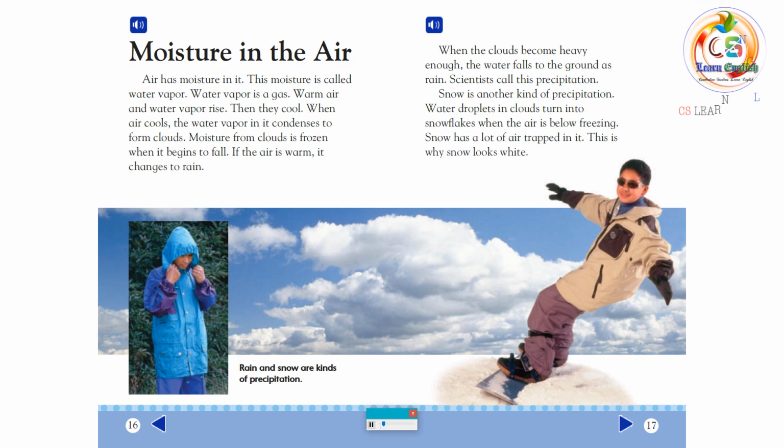When the clouds become heavy enough, the water falls to the ground as rain. Scientists call this precipitation. Snow is another kind of precipitation. Water droplets in clouds turn into snowflakes when the air is below freezing. Snow has a lot of air trapped in it. This is why snow looks white.